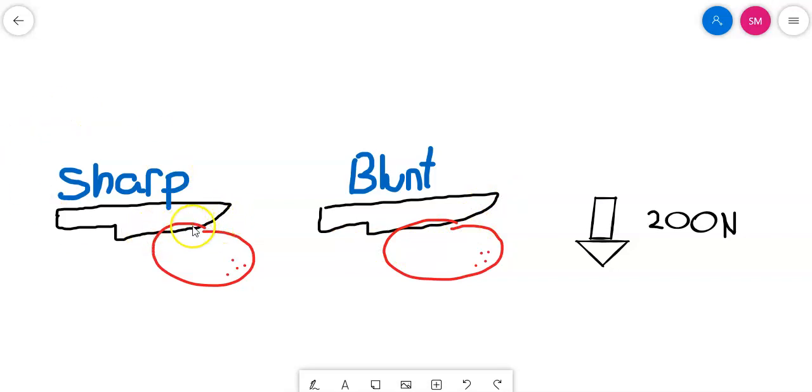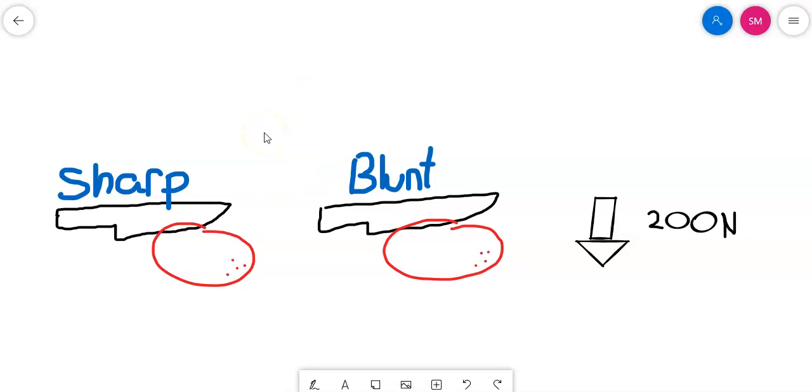a lesser surface area. So if we imagine that we're applying 200 newtons of force on each knife, the sharp knife, that 200 newtons of force, will be applied to a smaller area on the tomato than it would with the blunt knife. So if you can imagine, if you're applying the same force to a smaller area, then you're going to end up with a better result. You're going to end up applying more pressure and you're more likely to cut through the tomato.